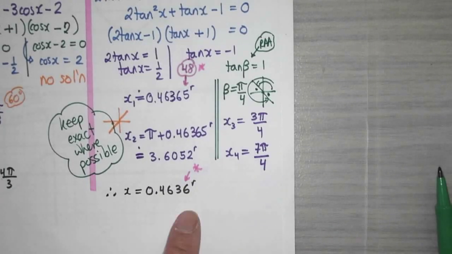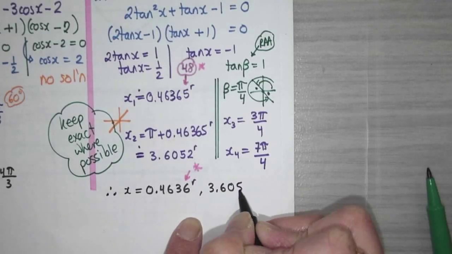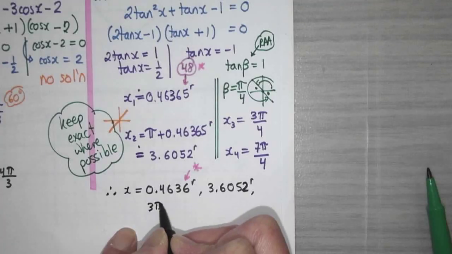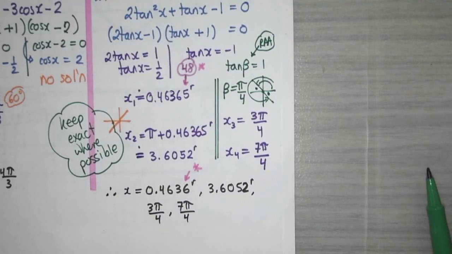Okay, then this one is okay. So 3.6052 radians. And then 3 pi over 4 and 7 pi over 4. And I got 4 answers. Questions, clarification?